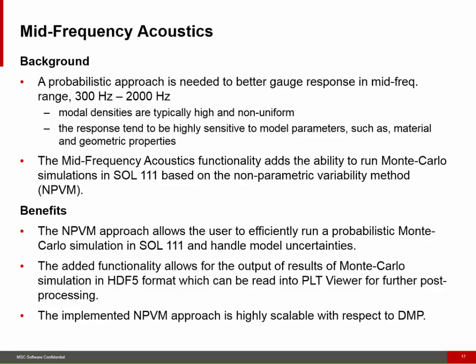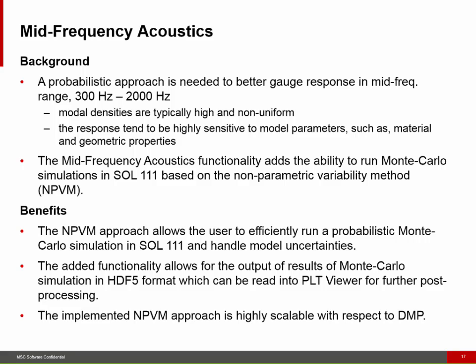The mid-frequency capability allows the user to efficiently run a probabilistic Monte Carlo simulation in solution 111. And during that you handle your model uncertainties using the non-parametric variability method. And this method adds a variability directly onto the modal matrices. So it's a very efficient method since you don't need to resolve your eigenmodes. It also makes it very easy to run a number of analyses within just one solution 111 simulation job. And then you can post-process the results in a more statistical manner.